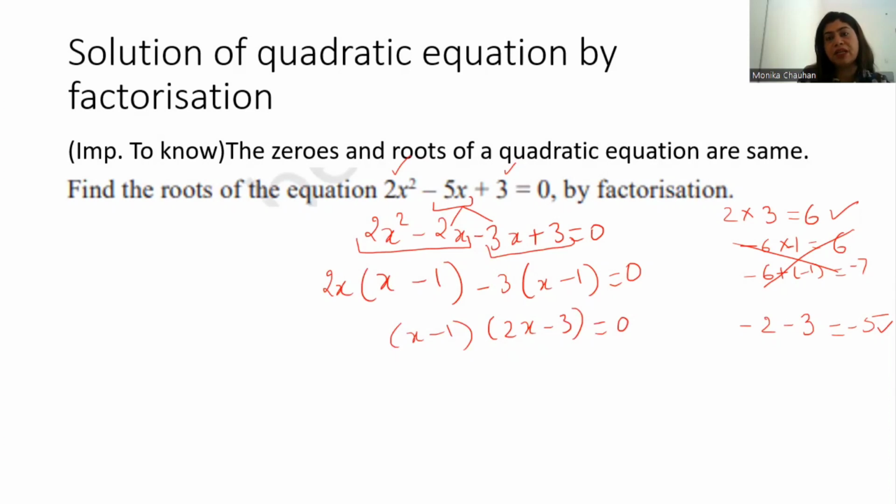What does it mean? This means that either x minus 1 is equal to 0 or 2x minus 3 is equal to 0. So if I take x minus 1 as 0, the value of x is 1.